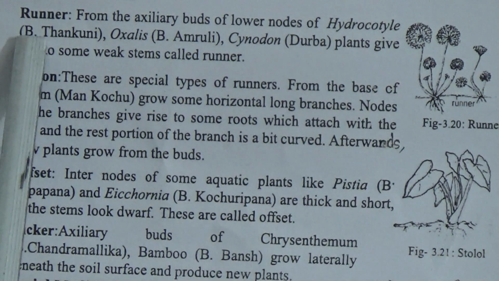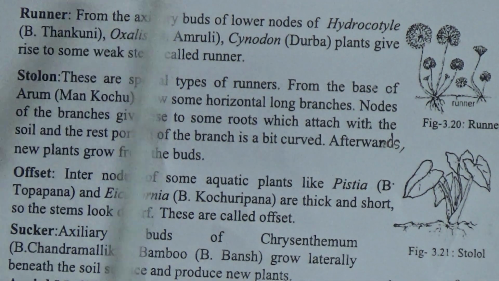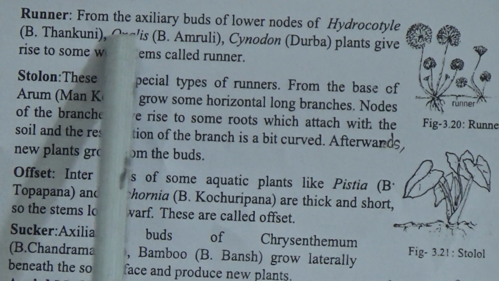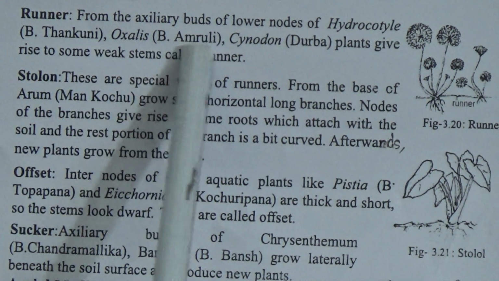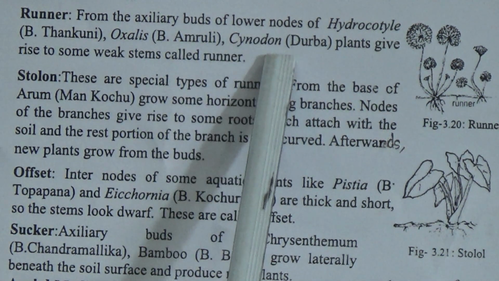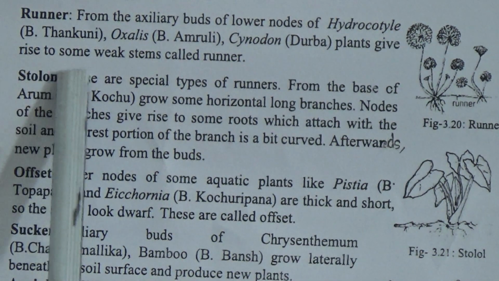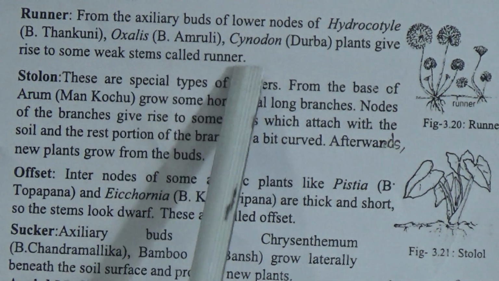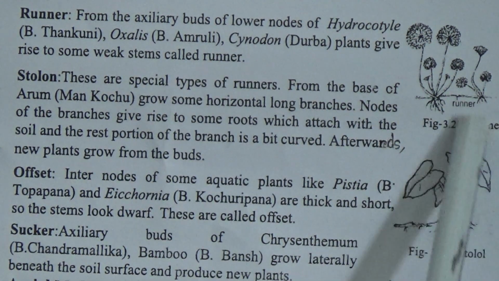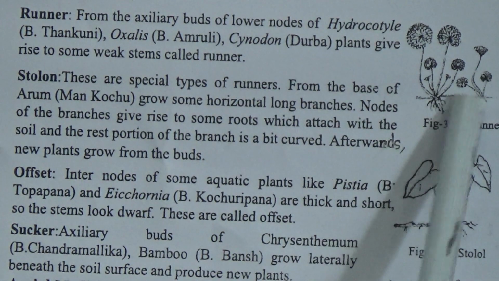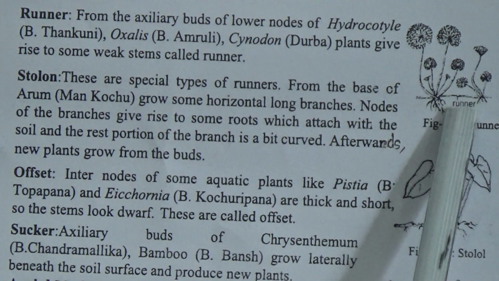Runner. From the auxiliary buds of the lower nodes of Hydrocotyle, Bangla name Thankuni, Oxalis, Bangla name Amruli, and Cynodon, Bangla name Durba, plants give rise to some weak stems called runners. You can see here a picture of a runner. Between 2 plants you can see a projection. This is the runner.